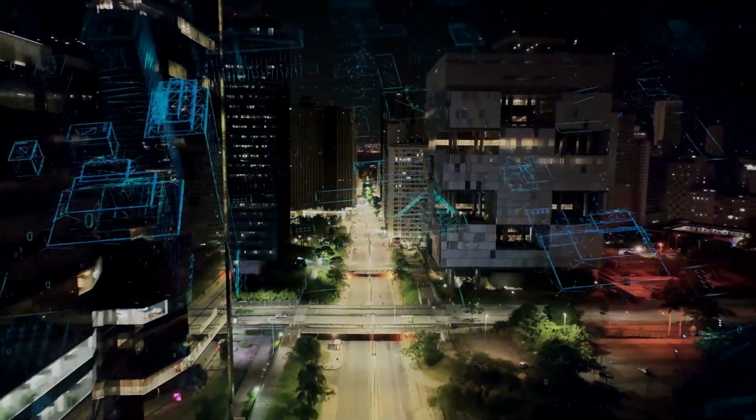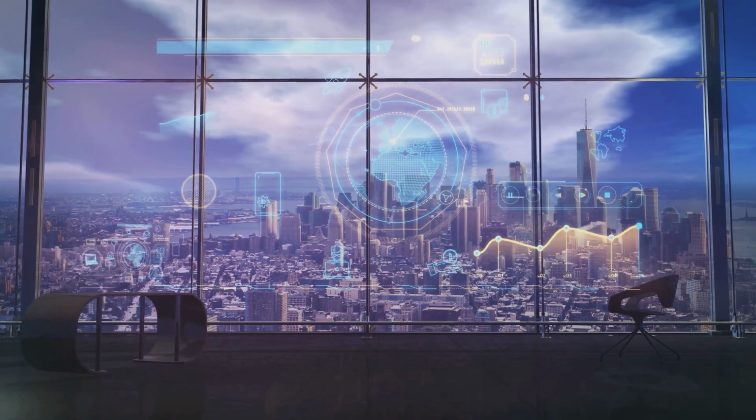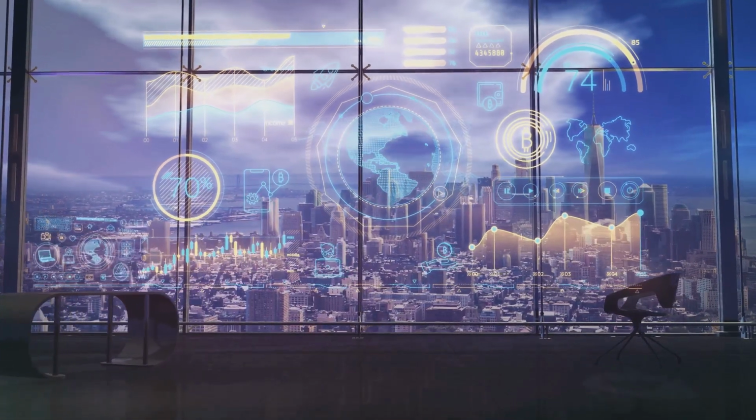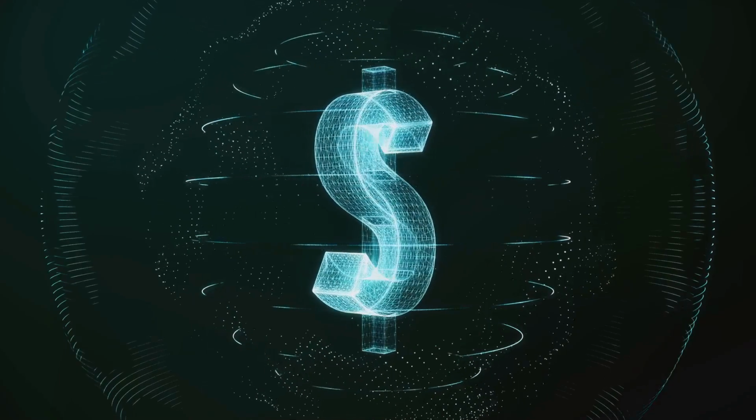Whatever it is, it's sure to be an exciting ride. And with that, we close our journey through the evolution of money. But remember, as with all things, change is the only constant.